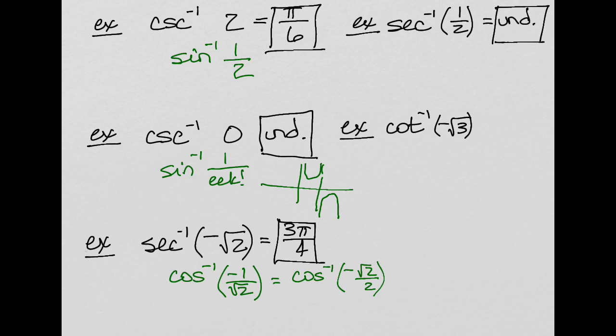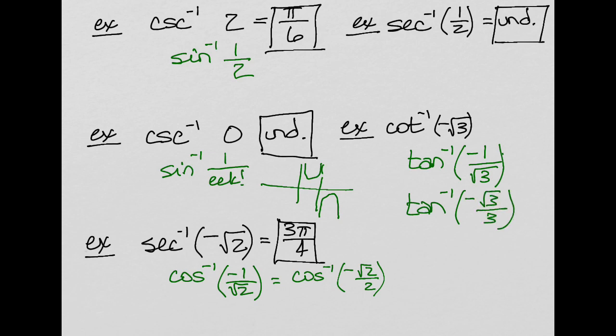The inverse cotangent of -√3, we'll use the same philosophy there. That's the same as the inverse tangent of the reciprocal. So we need the angle whose tangent value is -√3 over 3 if we rationalize that.